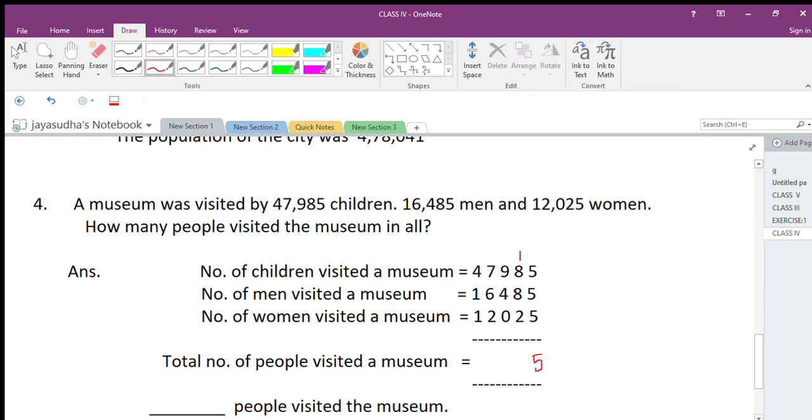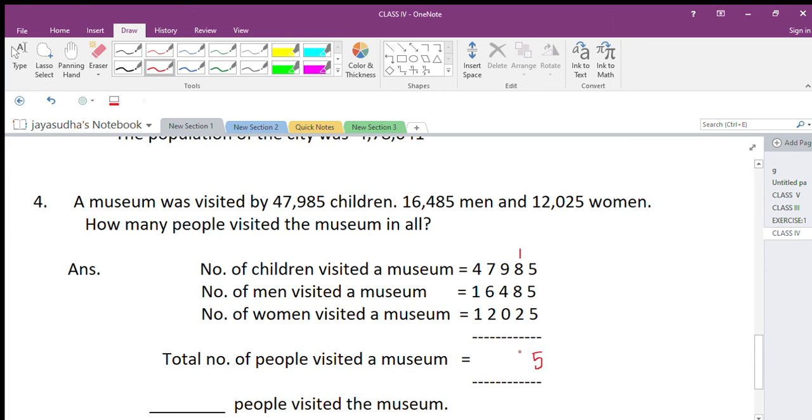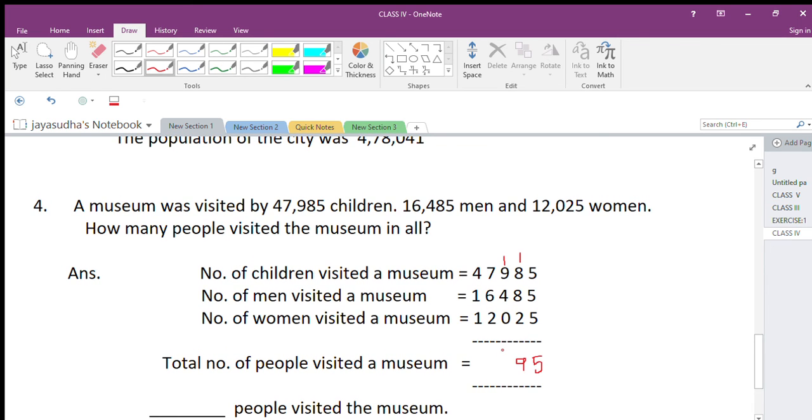Then 2 plus 8 is 10. 10 plus 8 is 18. 18 plus 1 is 19. 19 means you write 9 here and carry 1. So 4 plus 9, what? 13. 13 plus 1 is 14. 14 means you write 4.